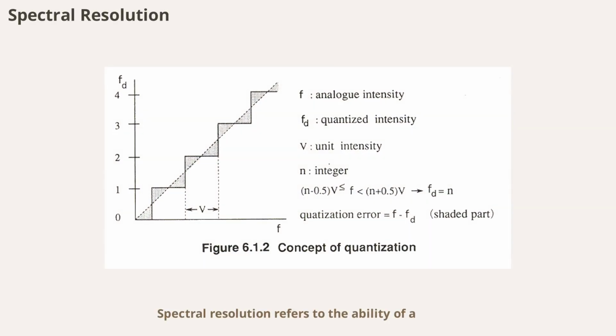Spectral resolution refers to the ability of a sensor to distinguish between different wavelengths of electromagnetic radiation. It is defined by the number and width of spectral bands the sensor can record. Fine spectral resolution means narrow bands, allowing for detailed analysis of specific features, while coarse resolution covers wider bands. The choice of spectral resolution affects the type of information that can be extracted, such as distinguishing between different types of vegetation or minerals.